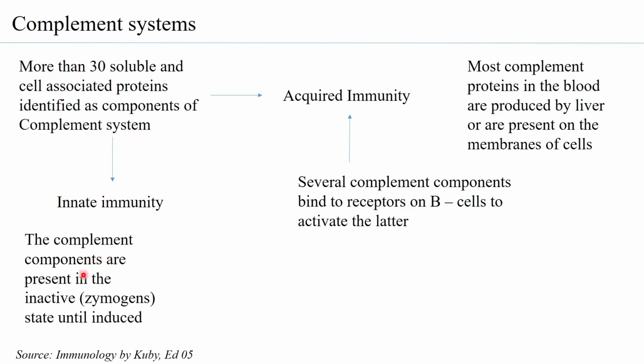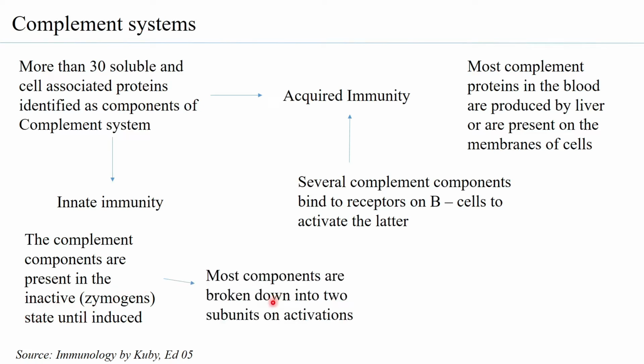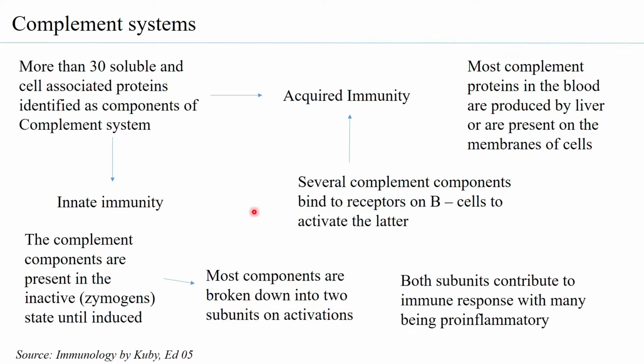The complement components are present in the body in the form of zymogens. That is, they are present in an inactive form, or they are in the inactive state until induced. Now, most components, once they get activated, are broken down into two subunits. Say, for example, let's consider C3. So C3 on activation can get converted to C3a and C3b. Both C3a and C3b have some role to play in the immune response, and majorly they are pro-inflammatory.